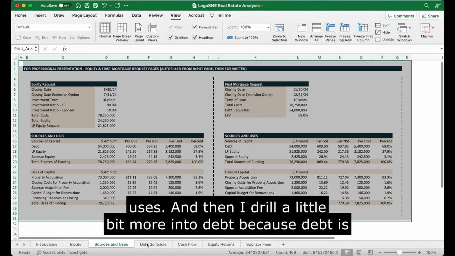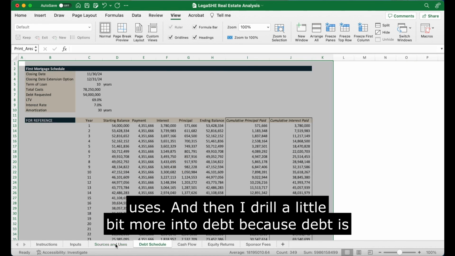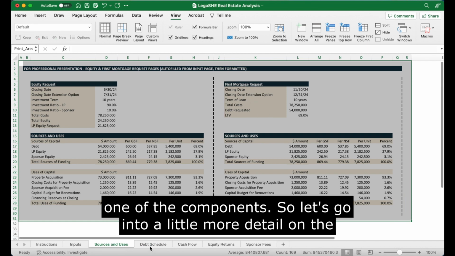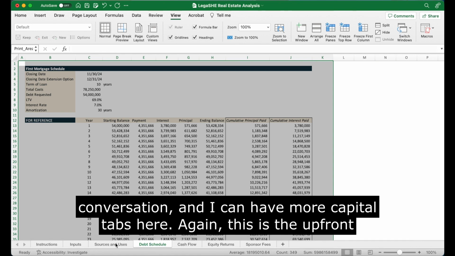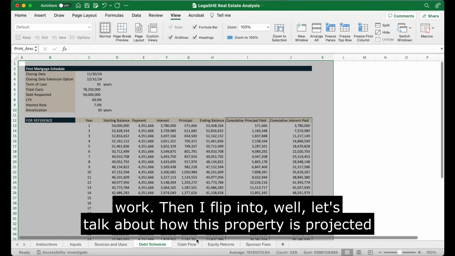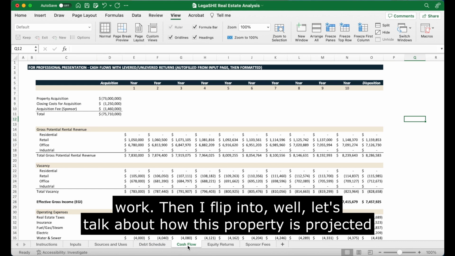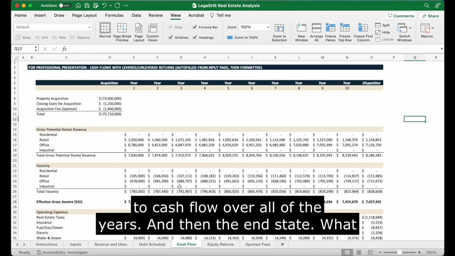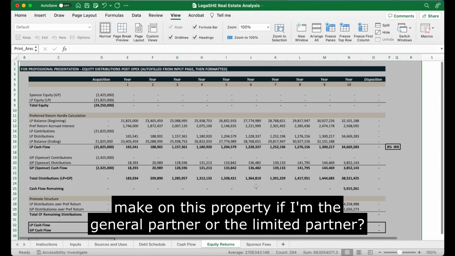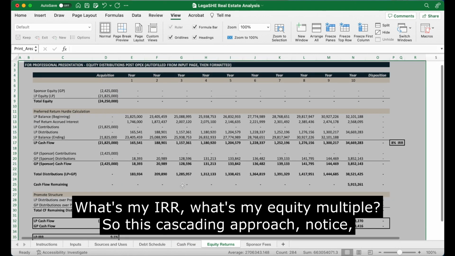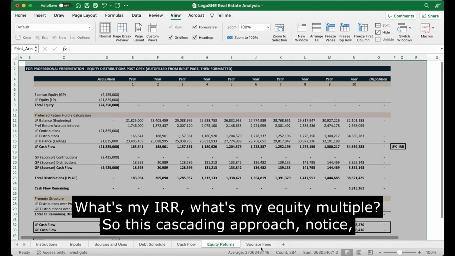So sources and uses, and then I drill a little bit more into debt because debt is one of the components. So let's go into a little more detail on the debt. And then once I've done my sources and uses and capital conversation, and I can have more capital tabs here, again, this is the upfront work. Then I flip into how this property is projected to cash flow over all of the years. And then the end state. What are my returns going to look like? How much money am I going to make on this property if I'm the general partner or the limited partner? What's my IRR? What's my equity multiple?